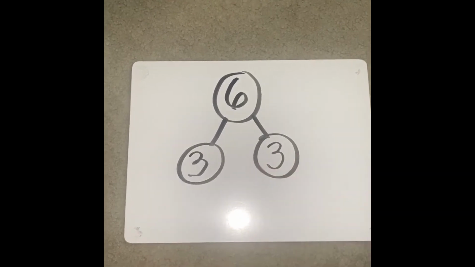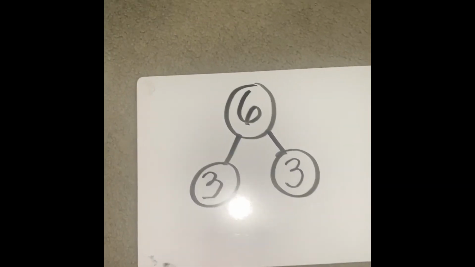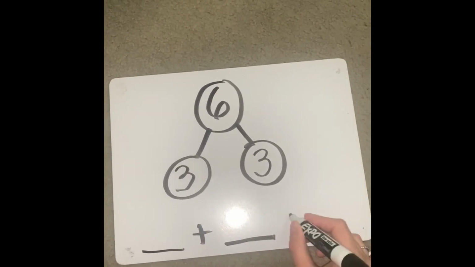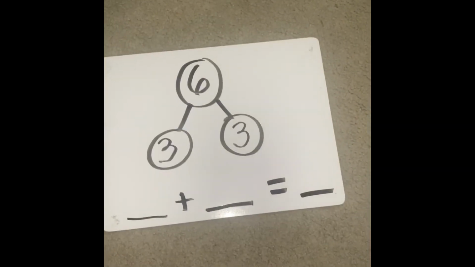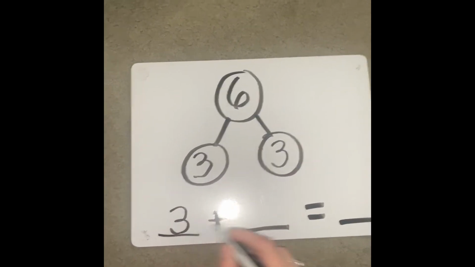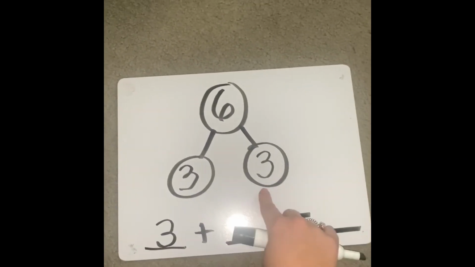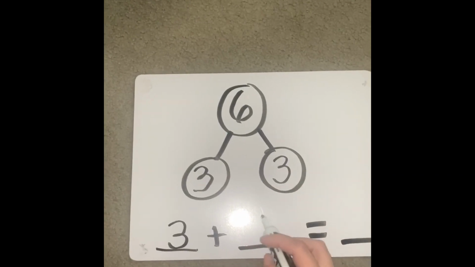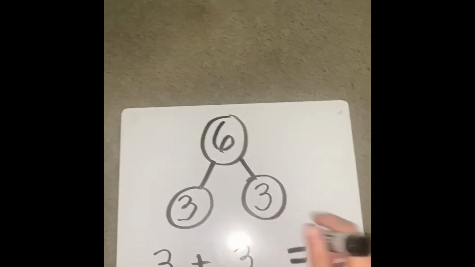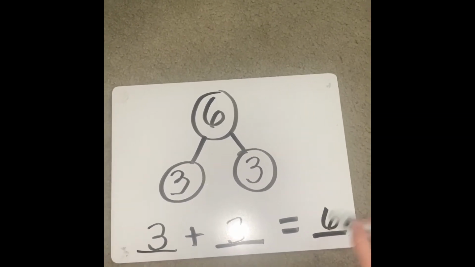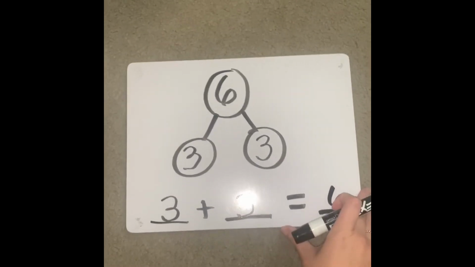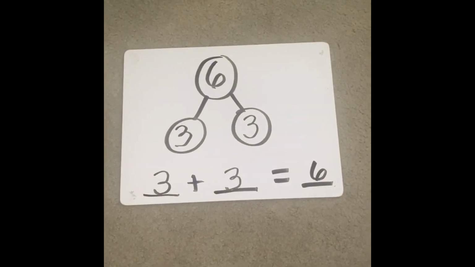All right, now we need to write our number sentence or our equation to match. Part plus part equals whole. One of our parts were our 3 monkeys, my 3 green monkeys, plus our 3 elephants, my 3 yellow elephants, equals 6 in all. Okay, you should have this copied on your paper or your dry erase board.